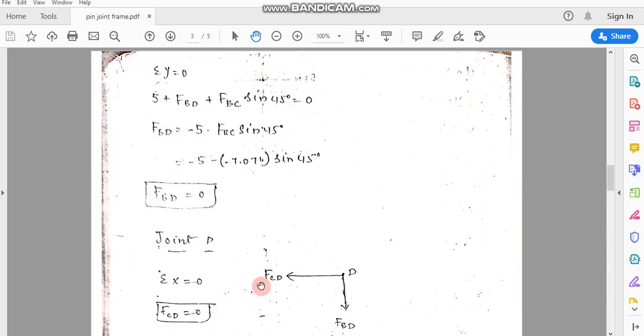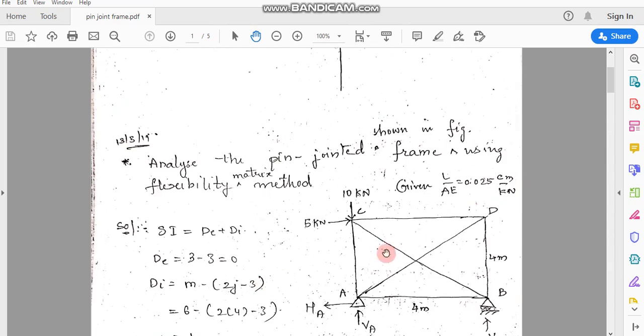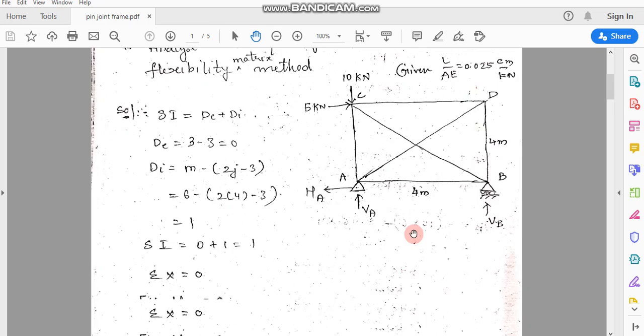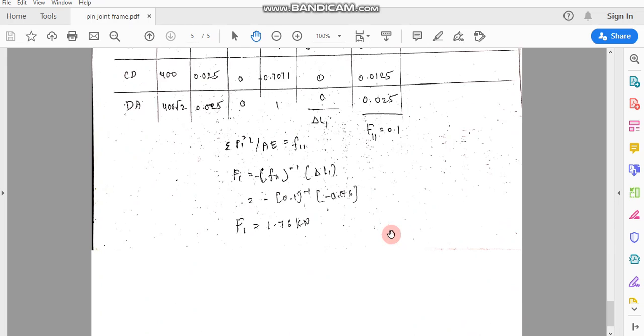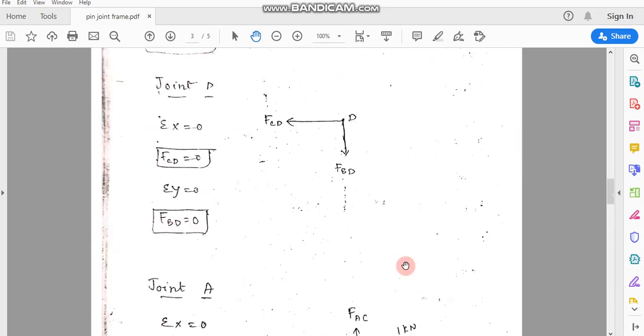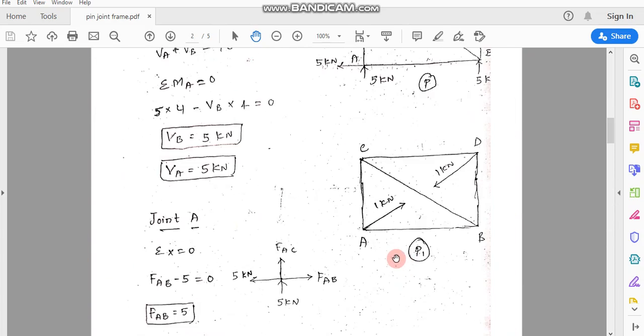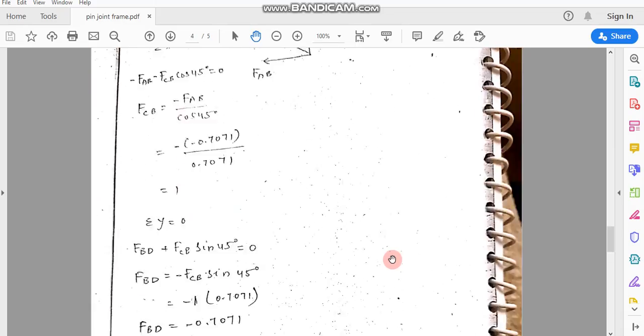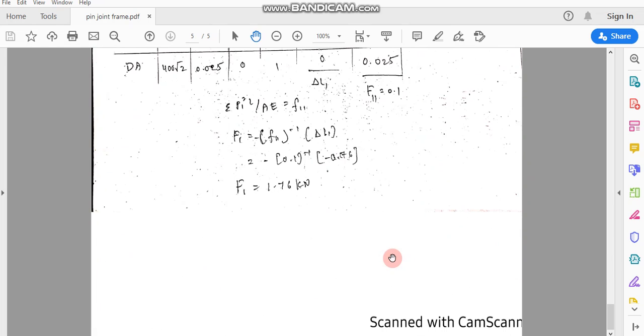So the force in this member AD is how much? 1.76 kilonewton. This is what we have to calculate. What is the force in this last member AD? Force in member AD we have assumed as 1, but the actual force in that member is 1.76 kilonewton. So this was the last problem in your flexibility matrix method.